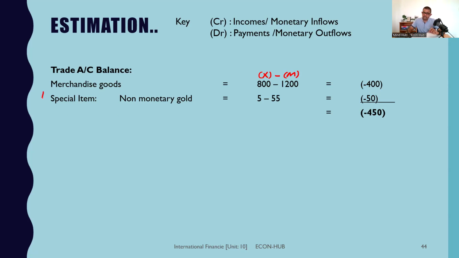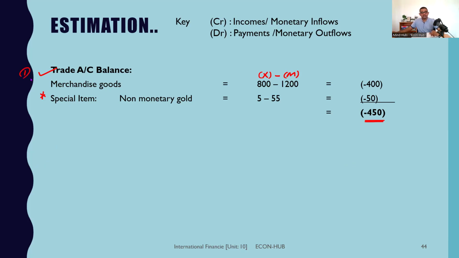But remember, we have to take a special item if given. What is that special item we have to consider? It is non-monetary gold. Non-monetary gold, credit is 5, debit is 55. So that's minus 50. Am I correct? So we get a 450 deficit, a negative value, as the trade account balance. Done. First thing. Then there are 4 sub-accounts, no?